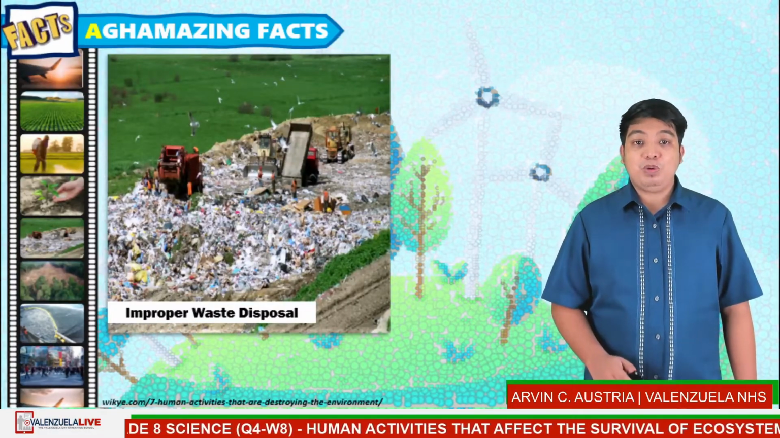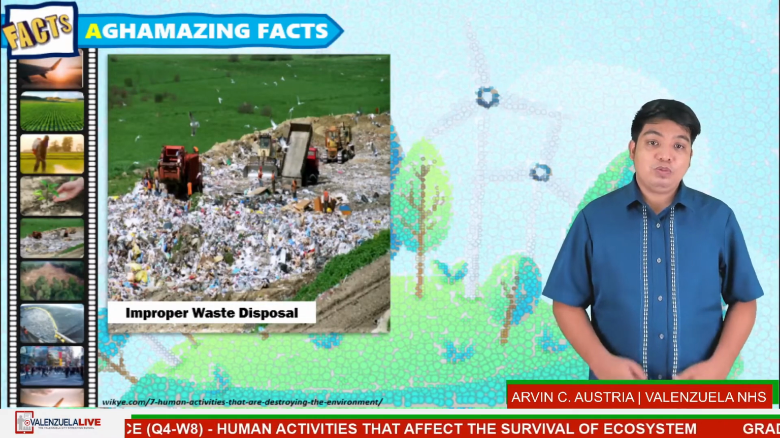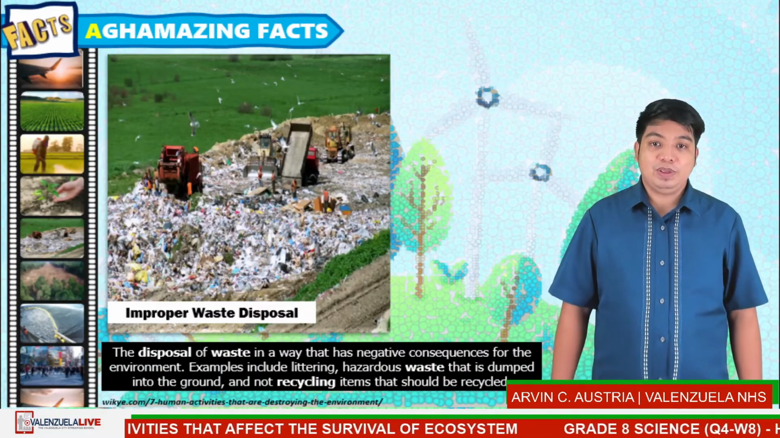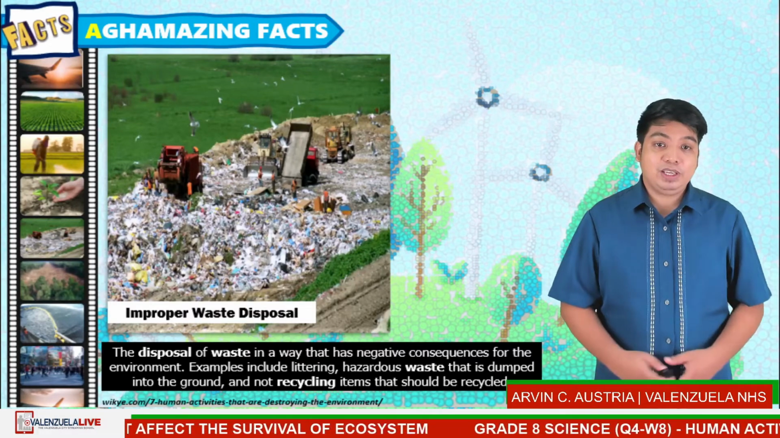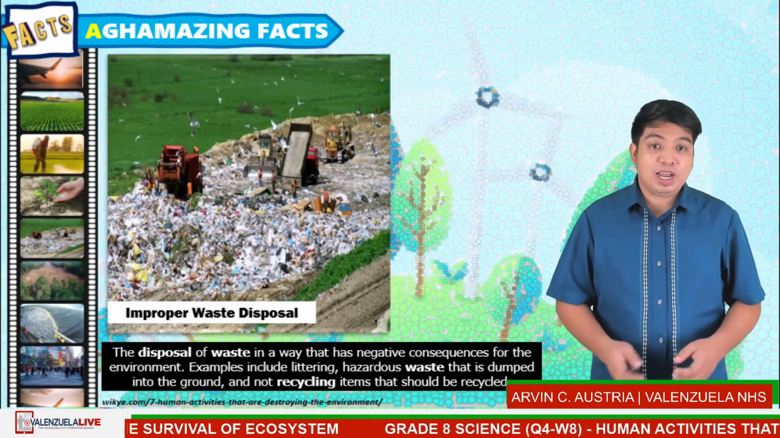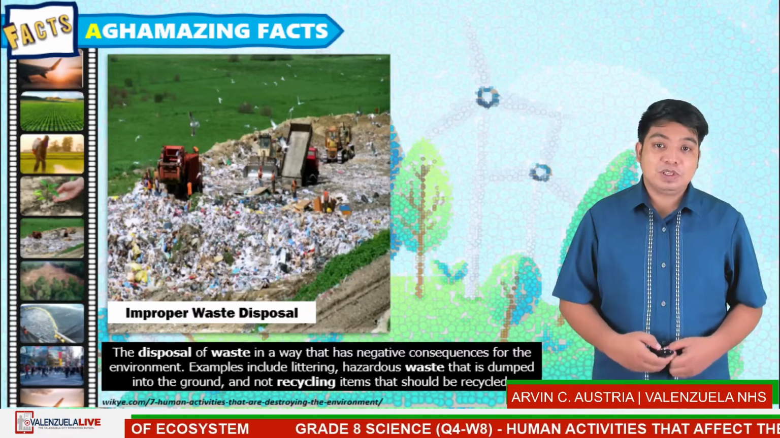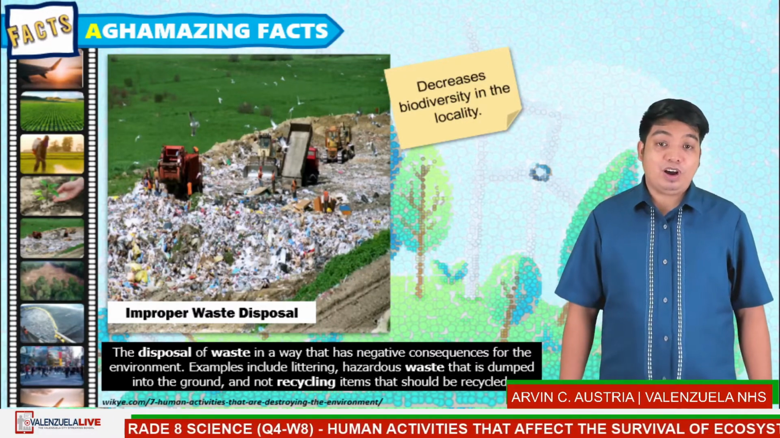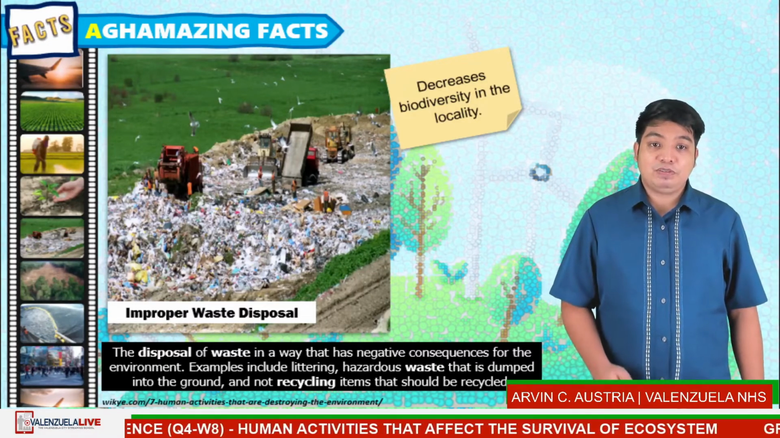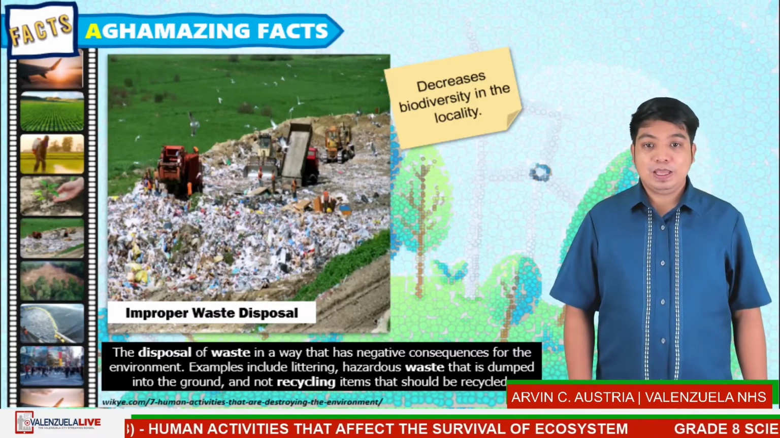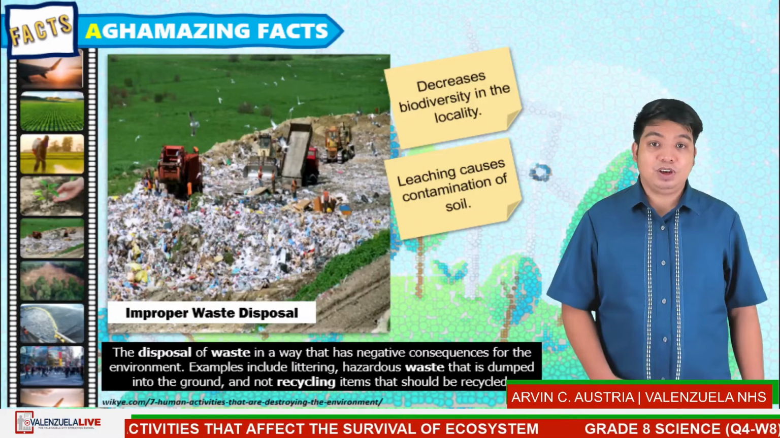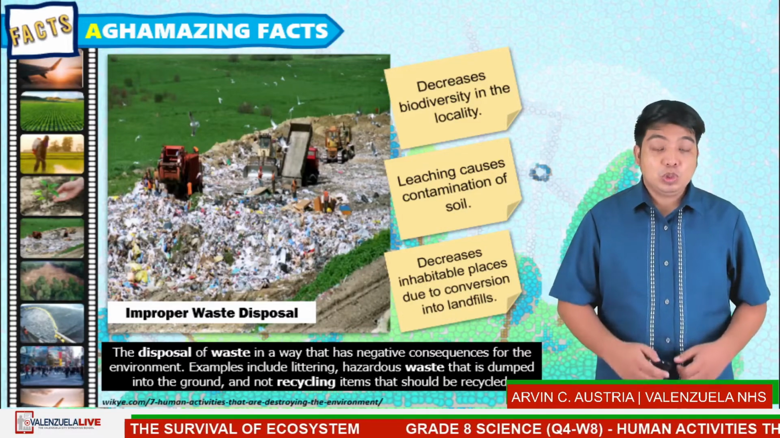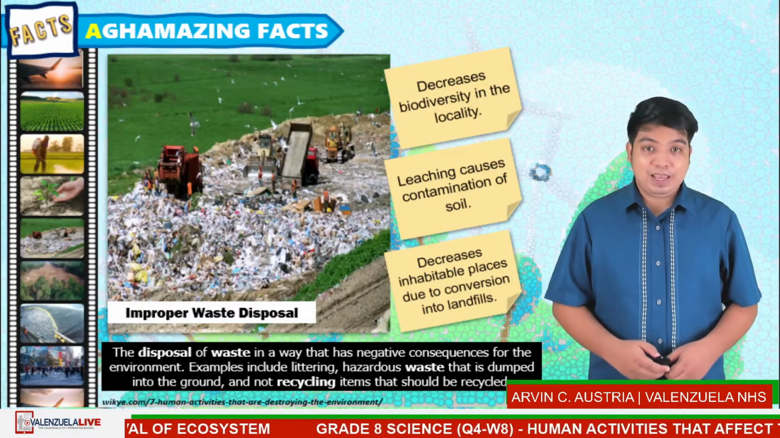Fourth is improper waste disposal. The disposal of waste in a way that has negative consequences for the environment. Examples include littering, hazardous waste dumped into the ground, and not recycling items that should be recycled. Its negative impacts on the environment are: it decreases biodiversity in the locality, leaching causes contamination of the soil, and it decreases inhabitable places due to soil conversion into landfills.